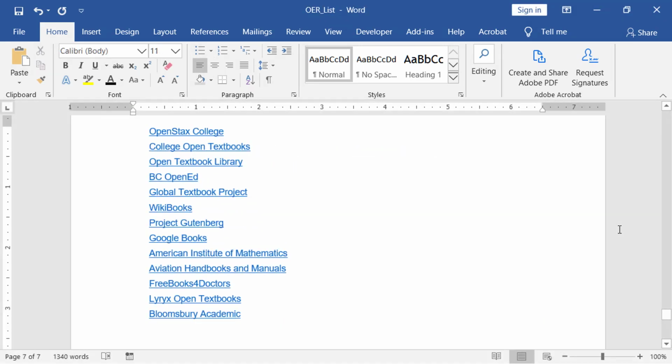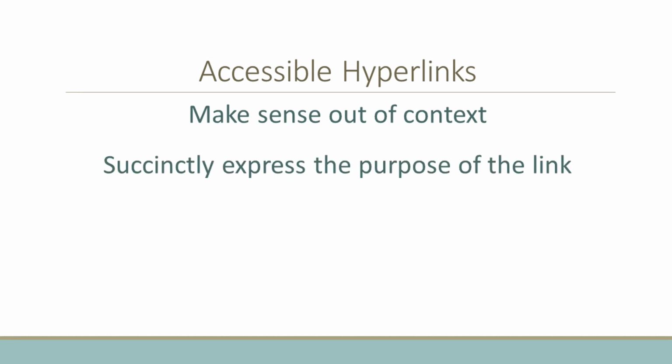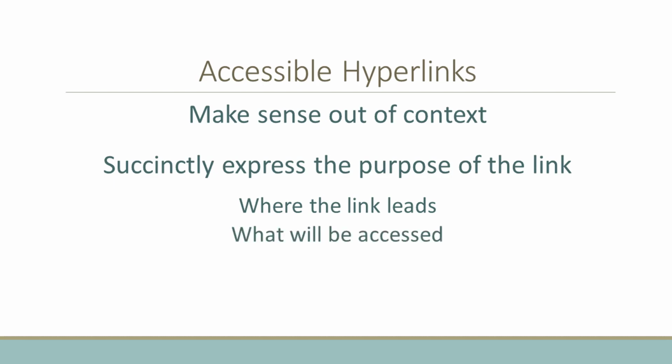But what if the list looked more like this? Oh, that's better. Each of the hyperlinks is the name of the open educational resource, so now it's easy to see where each link will take me. Generally, accessible hyperlinks make sense out of context and succinctly express the purpose of the link, such as where the link leads or what will be accessed when the link is clicked.